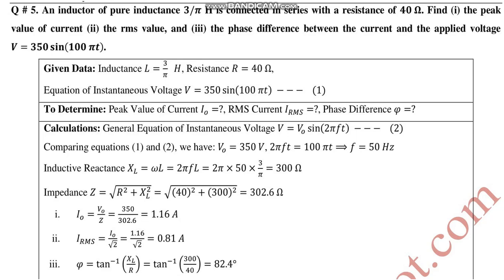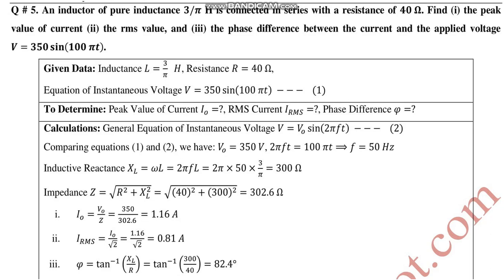Now first, peak value of the current, that is V naught over Z. V naught value is 350, and Z is 302.6. After dividing, we get the answer 1.16 ampere. Now second, IRMS, that has formula I naught over under root 2. I naught value is 1.16 ampere, dividing by under root 2, we get the answer 0.81 ampere.